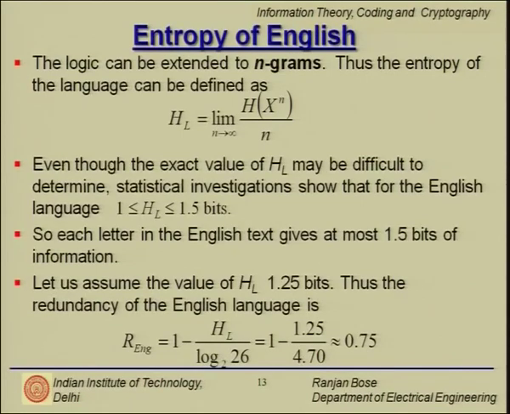Redundancy? Well, we will spend a minute on that, but let us understand. Assume that all letters were equiprobable and independent, and there were 26 letters. So, we found out that the upper bound was log to the base 2 of 26, which was 4.7, but after the statistical investigation we found it to be 1.25. So, the redundancy is 1 minus 1.25 divided by 4.7, which is approximately 0.75.